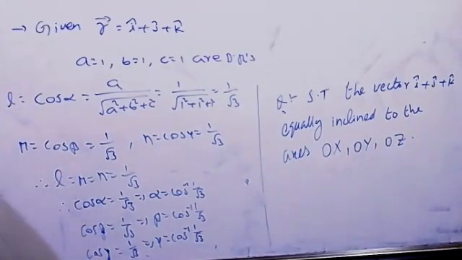Now we'll do the next model. How can you show that three given points are collinear by the method of direction ratios? How to prove? Then we will see that.